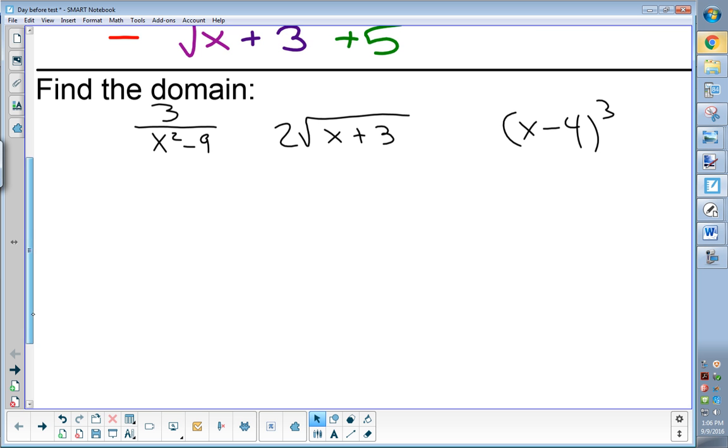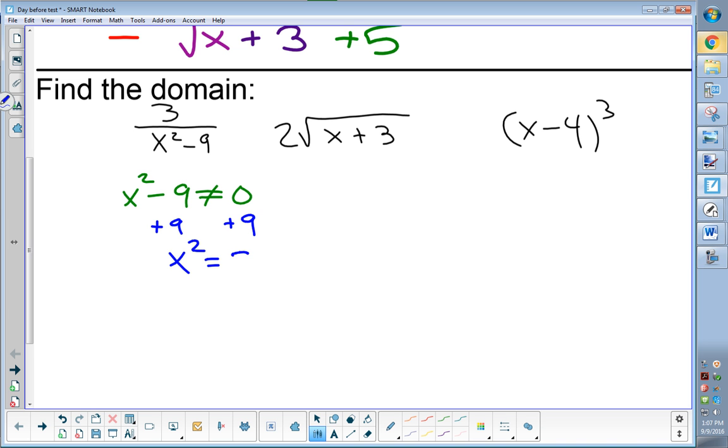So the first one, we ask ourselves the same question. On the first one, is it a fraction? Yes, it's a fraction. So if it's a fraction, Elizabeth, what am I going to do? Not equal to 0, because if it was 0, I'd be dividing by 0, and that is bad. To solve this thing then, Elizabeth, what am I going to do? Add 9 to both sides. So now x squared is equal to 9. And then take the square root.